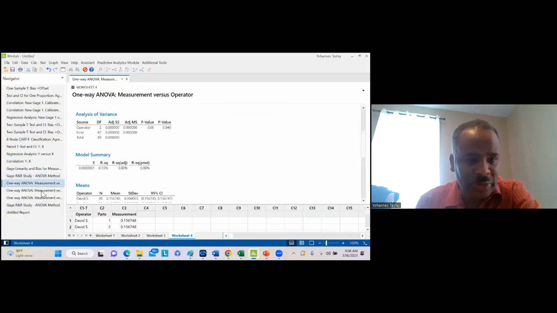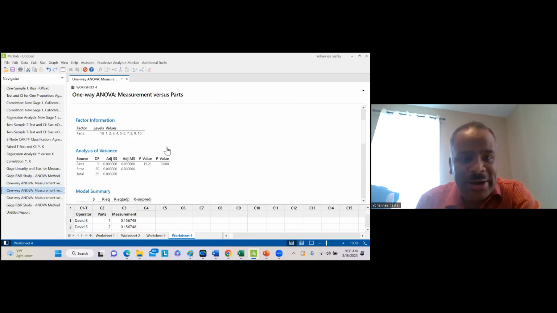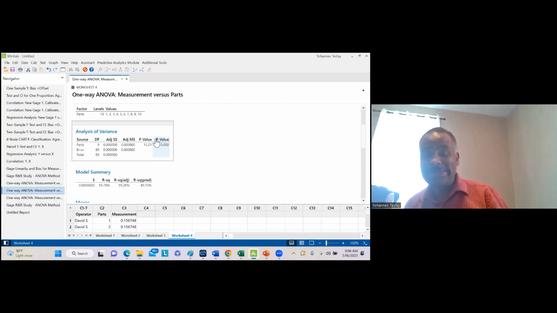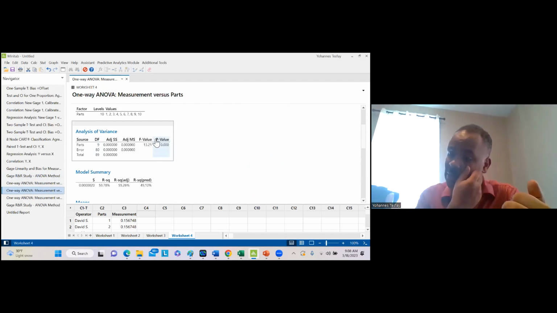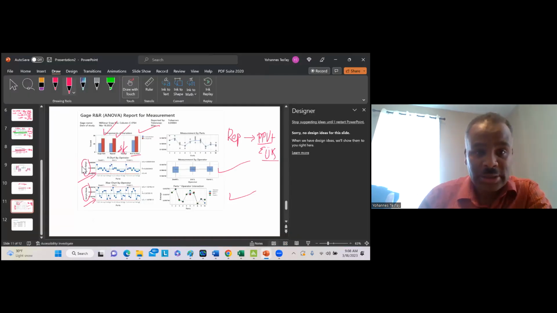This is with respect to the people. So when we see right here, what we understand is that the part-to-part variation is significant. So most of the repeatability issue comes from inconsistency of production, process deficiency or manufacturing variability. That is where it comes from. But this gauging information might not be adequate.